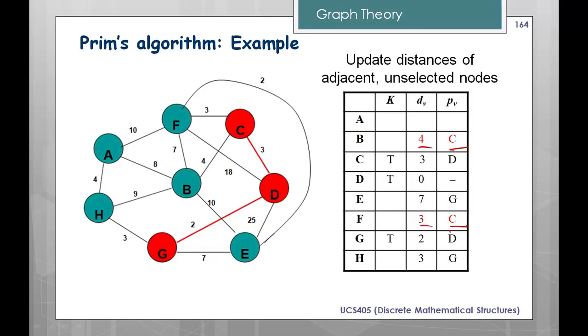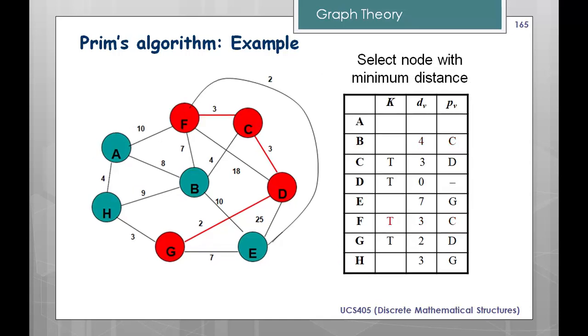Which node is the next node we want to process? We process the one whose weight is minimum. B has weight 4, F has weight 3C, and H has weight 3G. Again, we have the option to choose either F or H. For example, I am going to include F. So that means this is H, true, and it has been included with distance 3 through C.